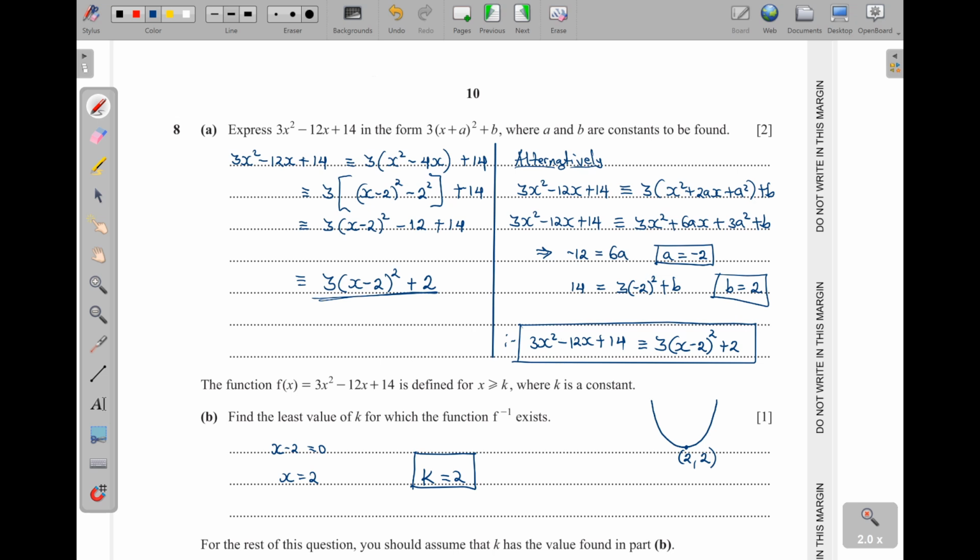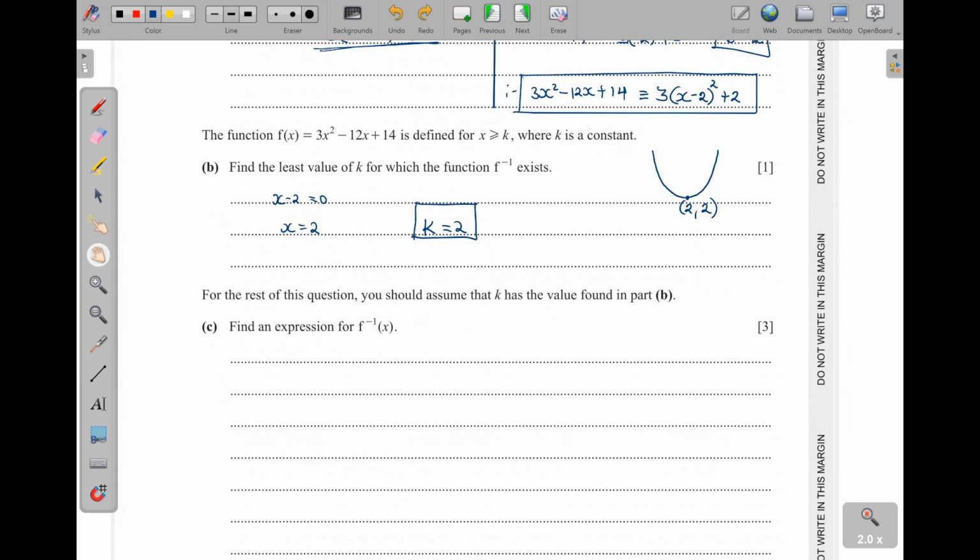Okay, so now when they choose the right side this way, that means the function is going to be one-to-one, because for every one value of x, you get one value of y. Every one value of x, you get a unique value of y. So it becomes one-to-one. Therefore, it has an inverse. Okay, that is that.